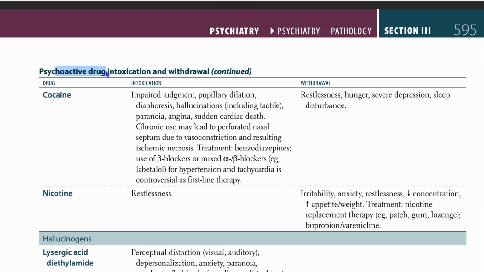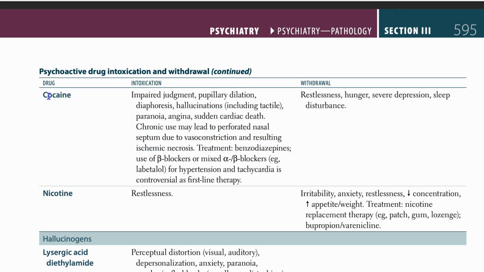Okay. Psychoactive drug continuation, cocaine. So intoxication: impaired judgment, pupillary dilation, diaphoresis, and hallucination. Okay. Including tactile hallucinations, paranoia, angina, and sudden cardiac death. Chronic use may lead to perforated nasal septum due to vasoconstriction and resulting ischemic necrosis.